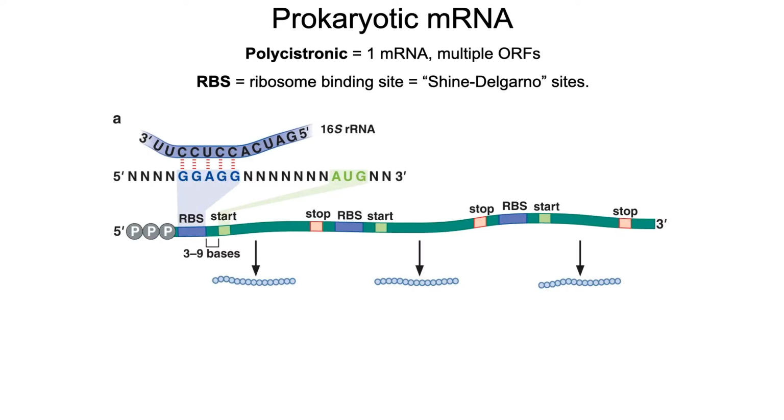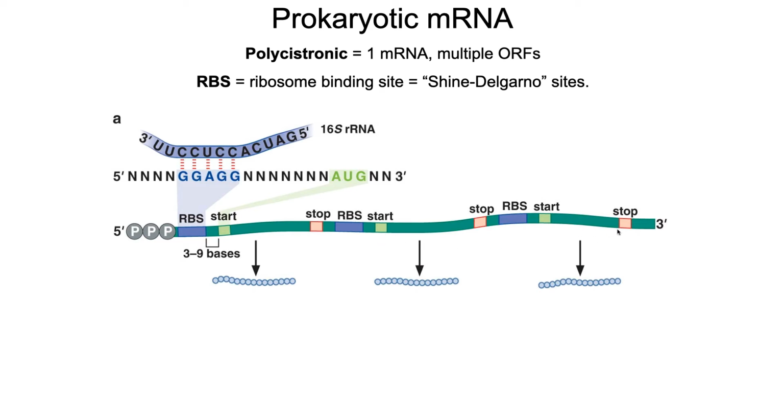So let's take a look at messenger RNAs, and let's look first at prokaryotic messenger RNAs. Remember that many prokaryotic messenger RNAs are polycistronic. For example, if we look at the trp operon or the lac operon, even though it encodes multiple genes, it's still one long messenger RNA with several start and stop codons. Start and stop, start and stop.